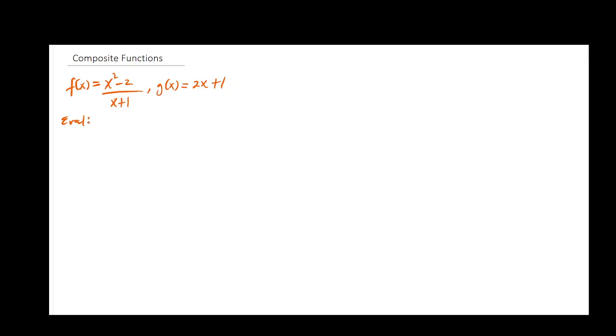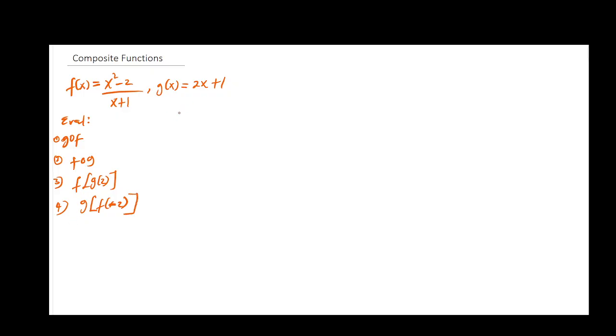Evaluate g of f, f of g of 2, and finally g of f of minus 2.